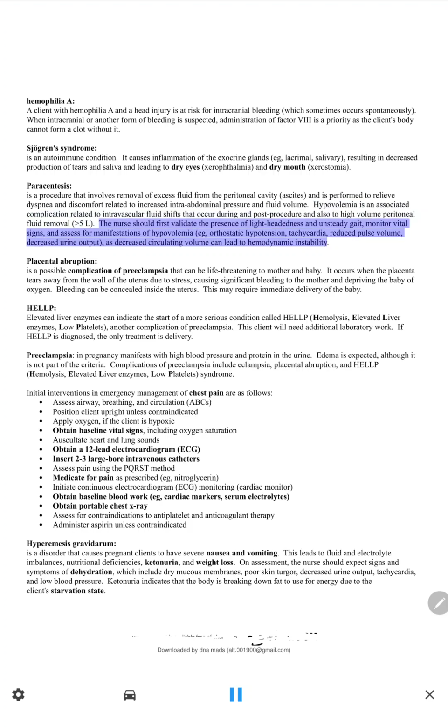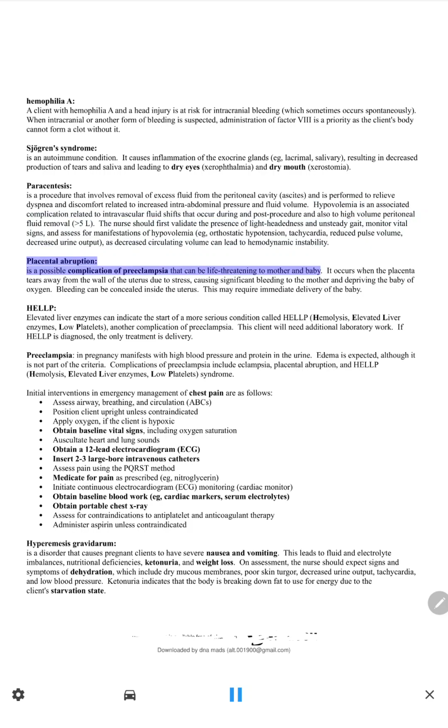The nurse should first validate the presence of lightheadedness and unsteady gait, monitor vital signs, and assess for manifestations of hypovolemia, e.g., orthostatic hypotension, tachycardia, reduced pulse volume, decreased urine output, as decreased circulating volume can lead to hemodynamic instability.